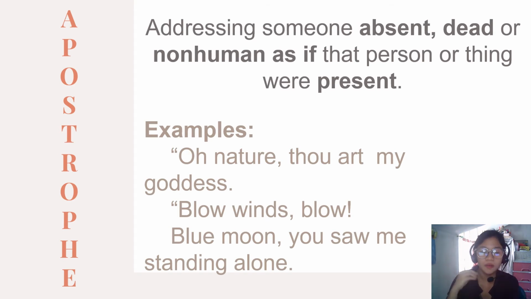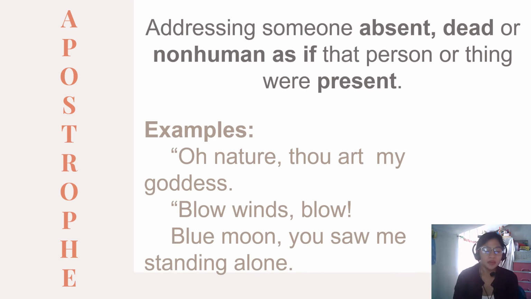You are telling the winds to blow, but the winds cannot understand you. Okay? That is a non-human thing. It cannot answer you. So, therefore, that is an apostrophe, because you are talking to non-human things as if they are present, as if they can answer you. Okay? So, that is an apostrophe.